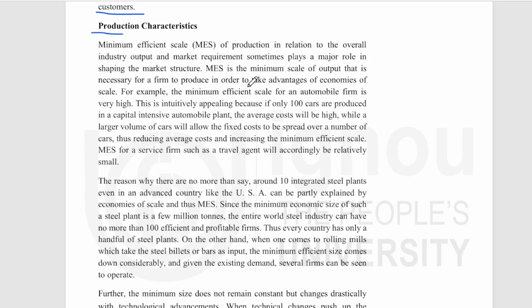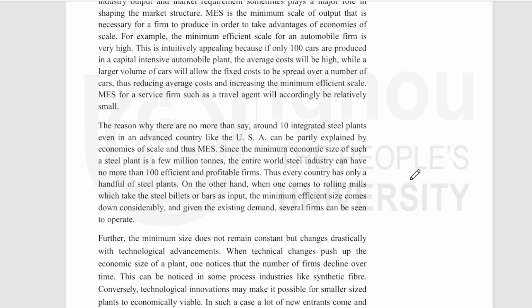And next is production characteristics. Minimum efficient scale, that is MES, of production in relation to the overall industry output and market requirements sometimes plays a major role in shaping the market structure. MES is the minimum scale of output that is necessary for a firm to produce in order to take advantage of economies of scale. An example is here. The reason why there are no more than, say, around 10 integrated steel plants even in an advanced country like the USA can be partially explained by economies of scale and thus MES.